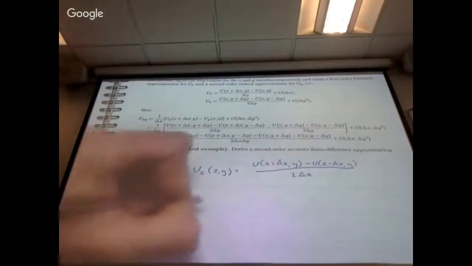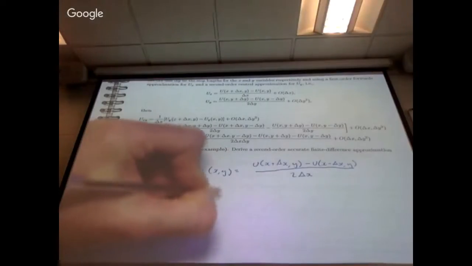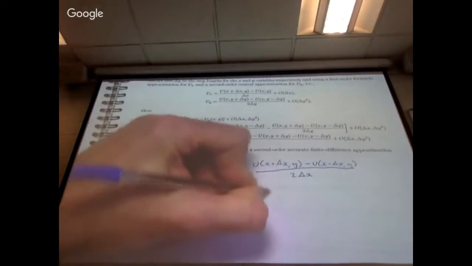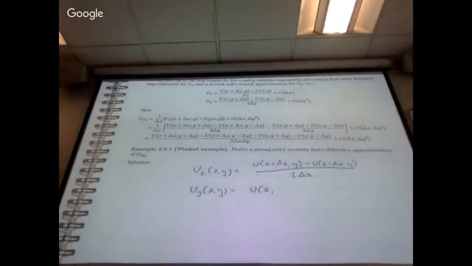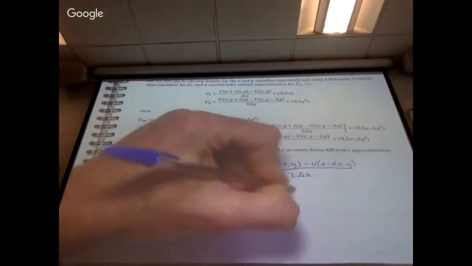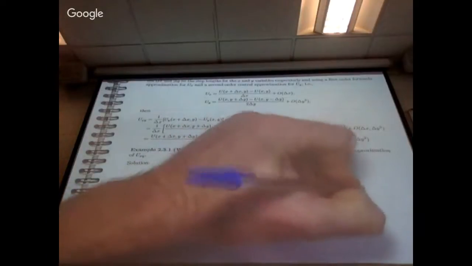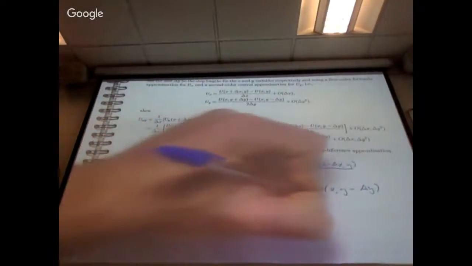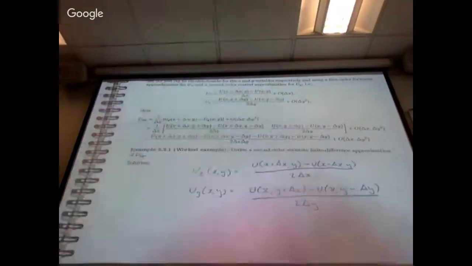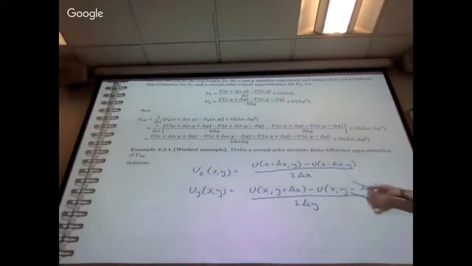These are similar for the y direction. This time x is the one that stays fixed, and we're differentiating in the y direction. So we've got y plus delta y minus y minus delta y, and that's over 2 delta y. Can you see where that comes from? Is that confusing? So that's the 1D central difference formula, but I've just done it with a function of two variables.